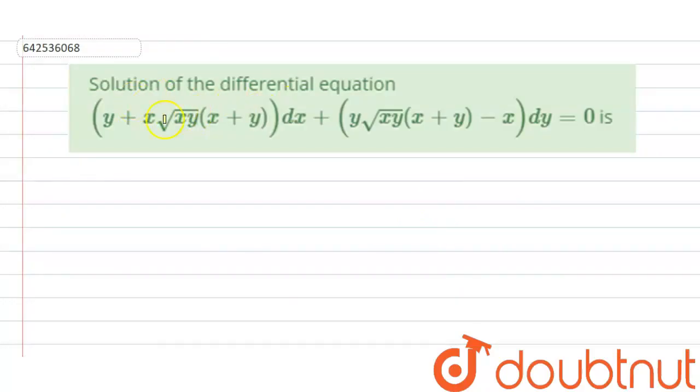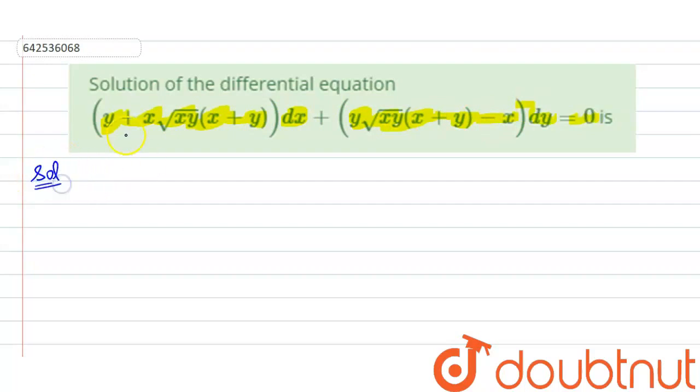Hello everyone, solution of the differential equation (y + x√(xy))(x + y) dx + (y√(xy))(x + y) − x dy = 0 is. So let us take the solution.